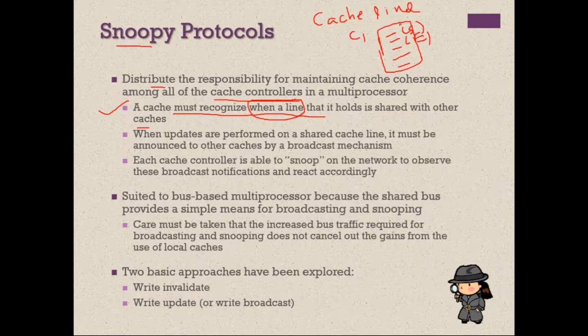Okay, so when updates are performed on a shared cache line, it must be announced to other caches by a broadcast mechanism. Here there is no centralized thing and all. So for example, you can assume something like this.